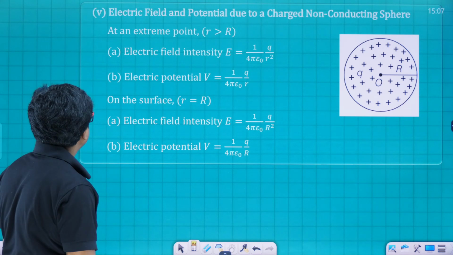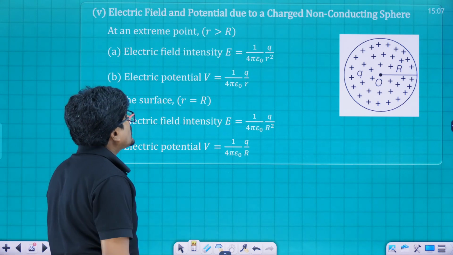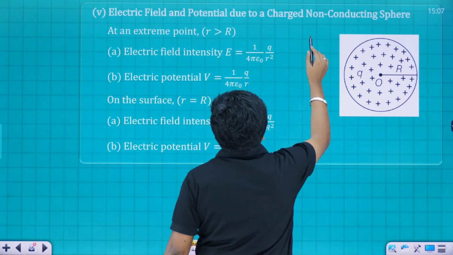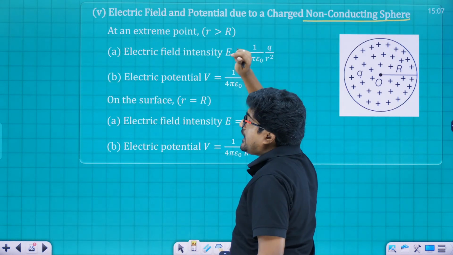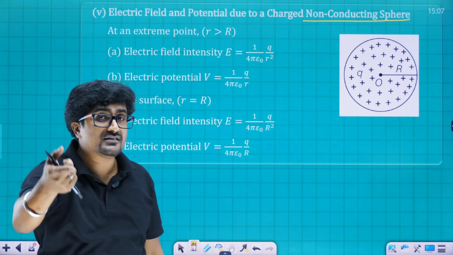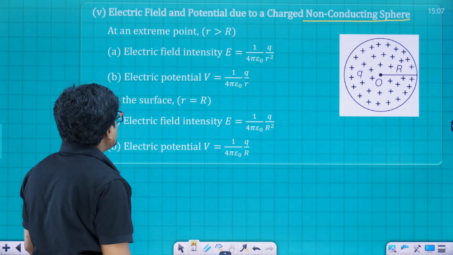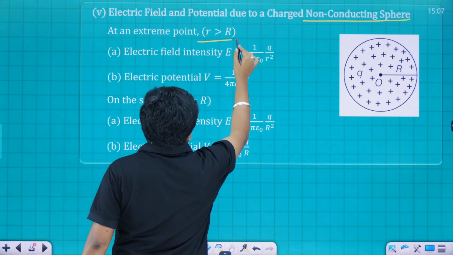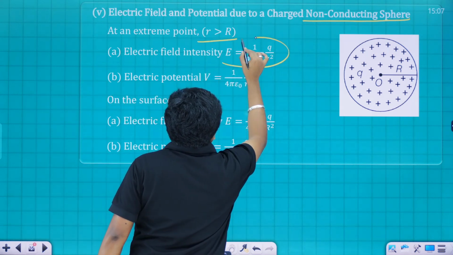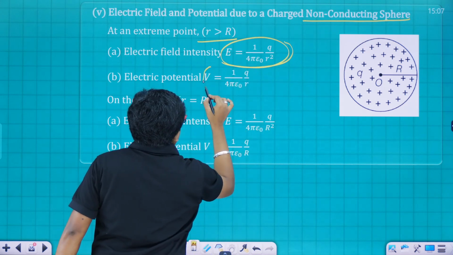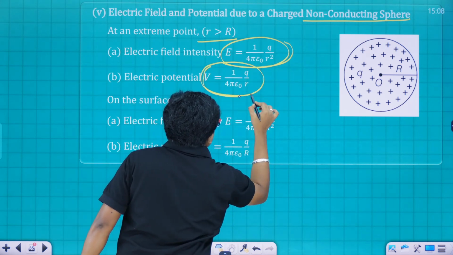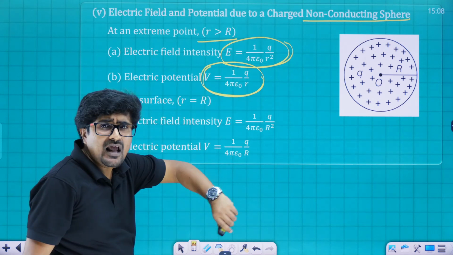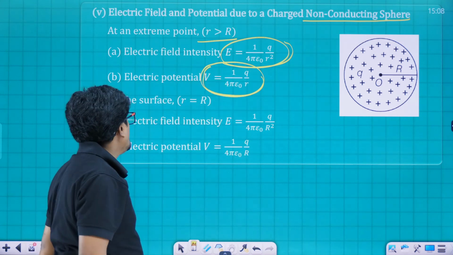Alright, moving to the next, that is electric field and potential due to a charged non-conducting sphere. This time it is a non-conducting sphere, and you must understand here the charge distribution is considered as uniform charge distribution. So here the electric field intensity for any point small letter r outside, again, we can take it as the entire charge concentrated at the center, and while calculating the electric potential also we may consider the same. That's why E is equal to 1 divided by 4 pi epsilon naught q by r square, and V is equal to 1 divided by 4 pi epsilon naught q by r.